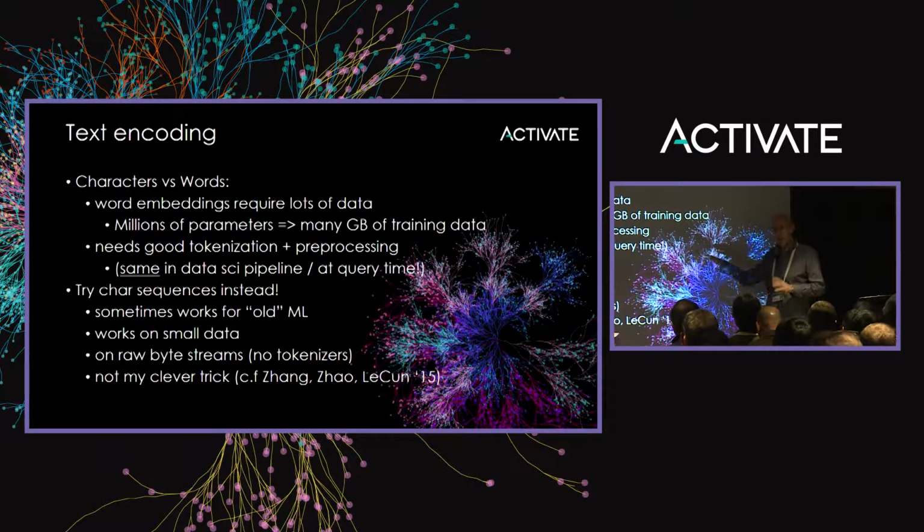So using character sequences is not unheard of, even in the old days. The nice thing is it works on smaller data because there are much fewer parameters. You don't have a big embedding matrix with millions and millions of parameters now. You have lots of parameters, but not millions and millions. And the really nice thing is you don't need to worry about tokenization anymore. You're not doing tokenization. Your model's doing tokenization, I guess, is the big punchline that I'll get to later.